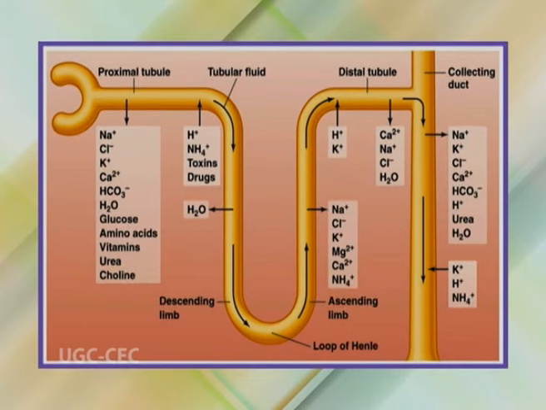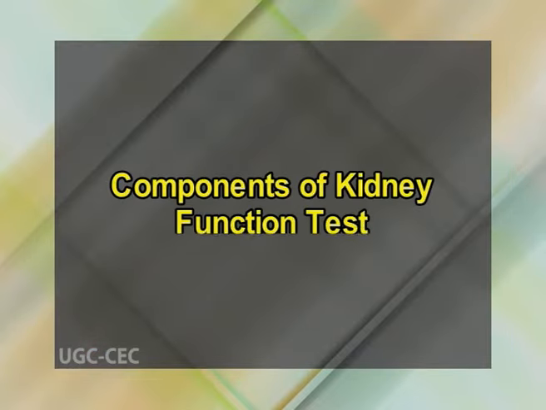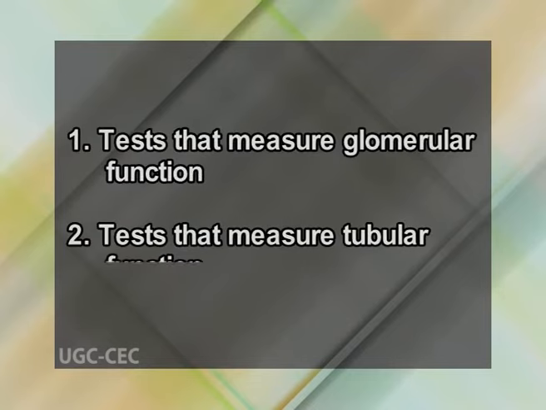The tubular system is responsible for reabsorption of most of the water, electrolytes, and nutrients, as well as the excretion of the remaining nutrients by means of secretion into the tubules. Now we will see the components of kidney function tests. The components of the kidney function test can be broadly divided into two categories. First, tests that measure glomerular function, and second, tests that measure tubular function.